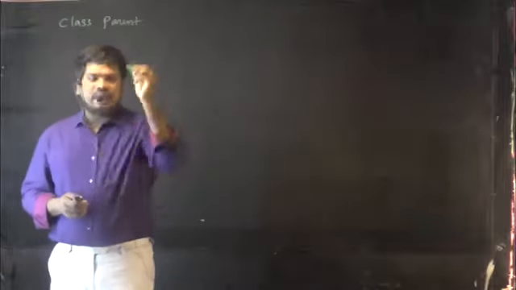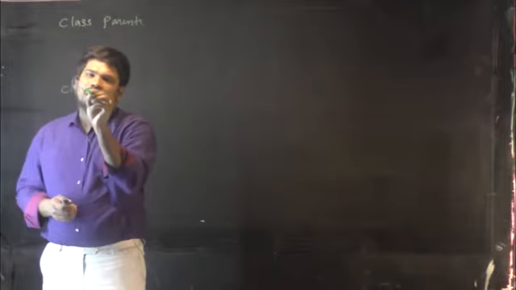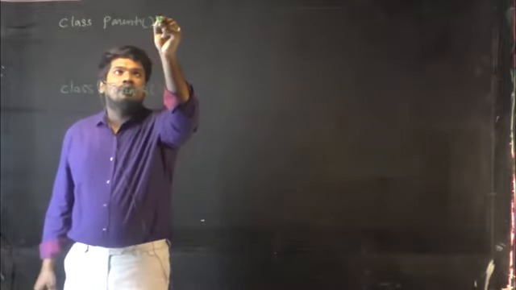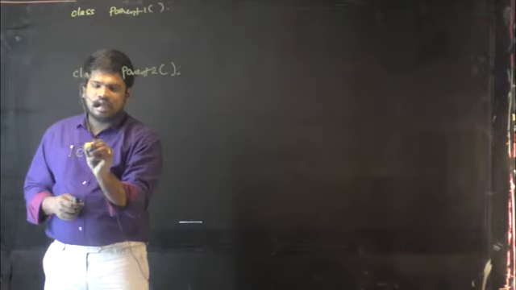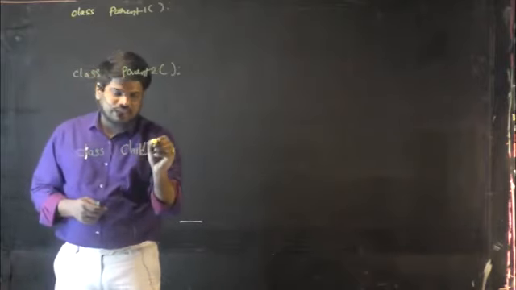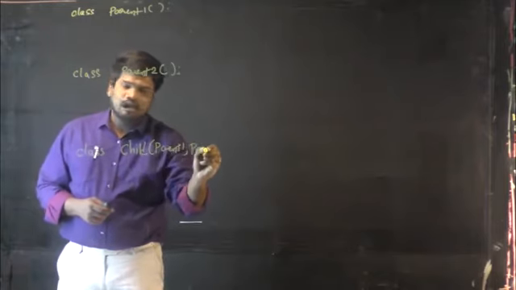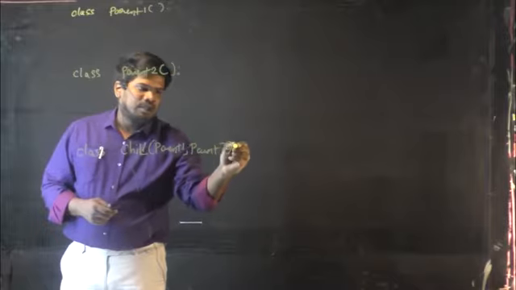What I am doing is I have taken a class of parent 1, and next I am taking one more class, parent 2. I have taken two classes. Then I am taking a class of child, and this is taking the properties from parent 1 and parent 2.